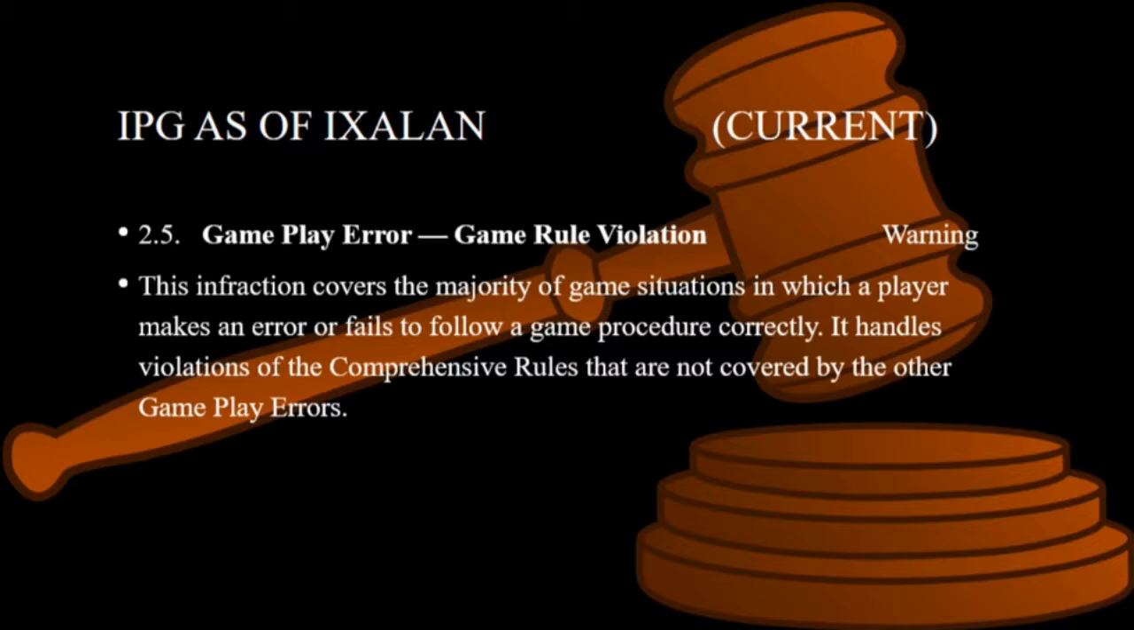The last one is game rule violation. We're just going to go over the top part of that, which says it's a catch-all. It covers the majority of game situations in which a player makes an error or fails to follow a game procedure correctly, and it handles violations of the comprehensive rules that are not covered by other gameplay errors.